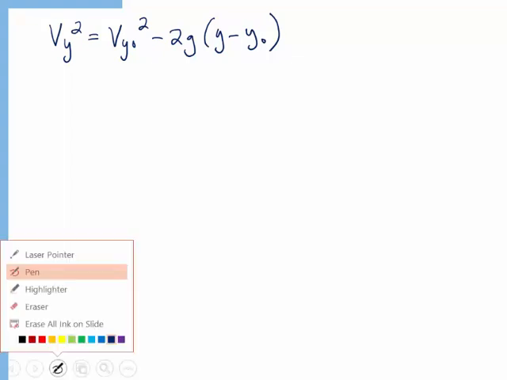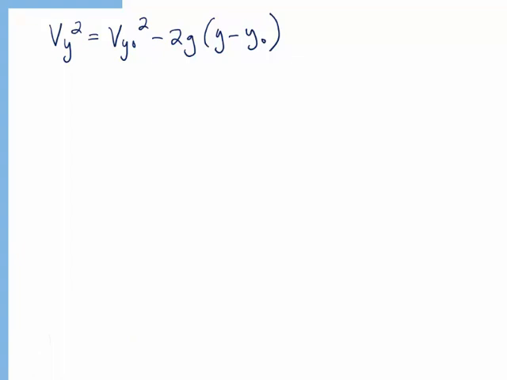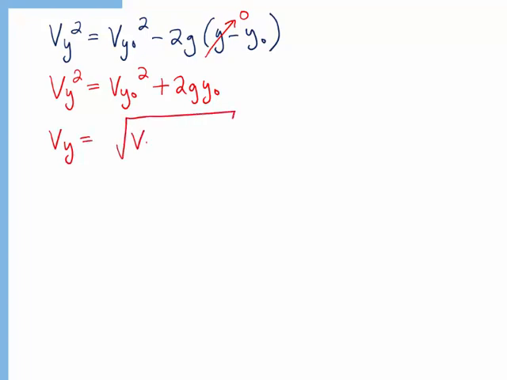I'm going to go through our standard problem-solving techniques. So I'm going to cross out what's 0. And let me rewrite that now. I have vy squared is equal to vy naught squared. I got minus 2g times negative y naught, so I get plus 2g y naught. At this point, I can just take the square root of both sides. I get vy is equal to the square root of vy naught squared plus 2g y naught.